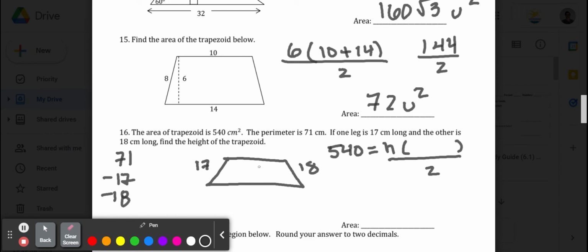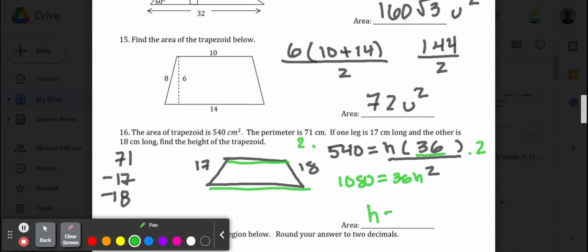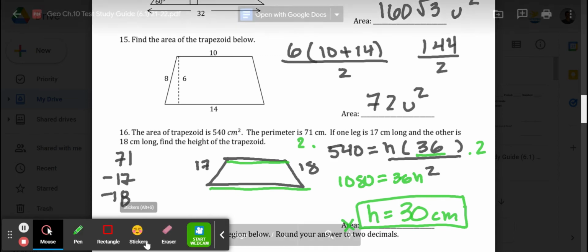Let's see if that holds true. So 71 minus 17 minus 18 is 36. So I can't tell you what each one of these are, but together this one plus this one should make 36. And so all I have to do is multiply the two out. And so that's going to be 1080 equals 36h, and then divide by 36. And the height equals 30 centimeters. Even though it says area there, which is wrong. That's wrong. That's not good.